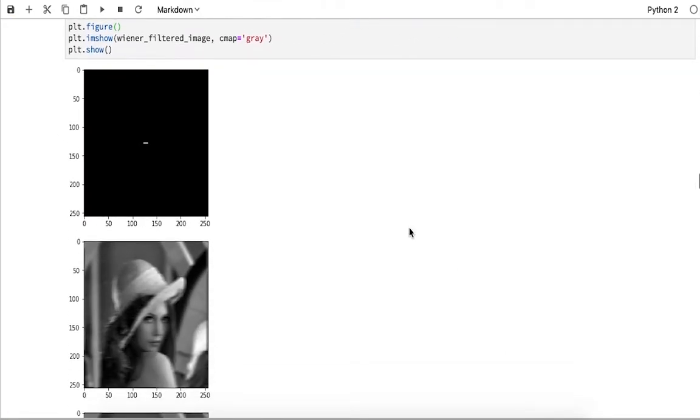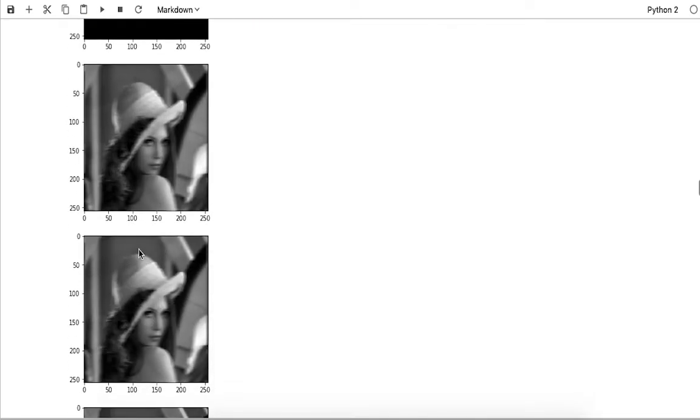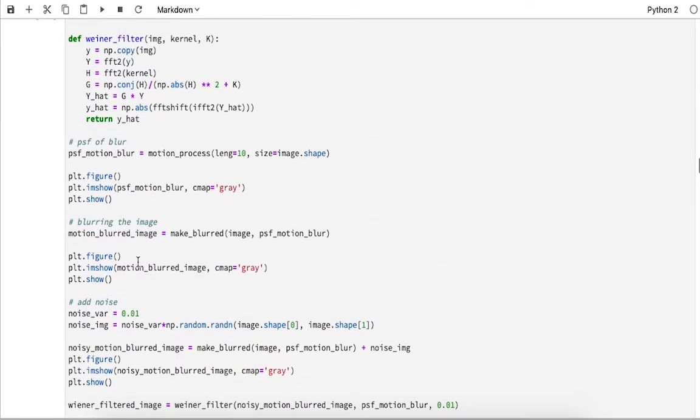So let's see how this is. This is my blurred image. This is the response of it, and then this is the one with noise. You can't see noise here, but I can show you.